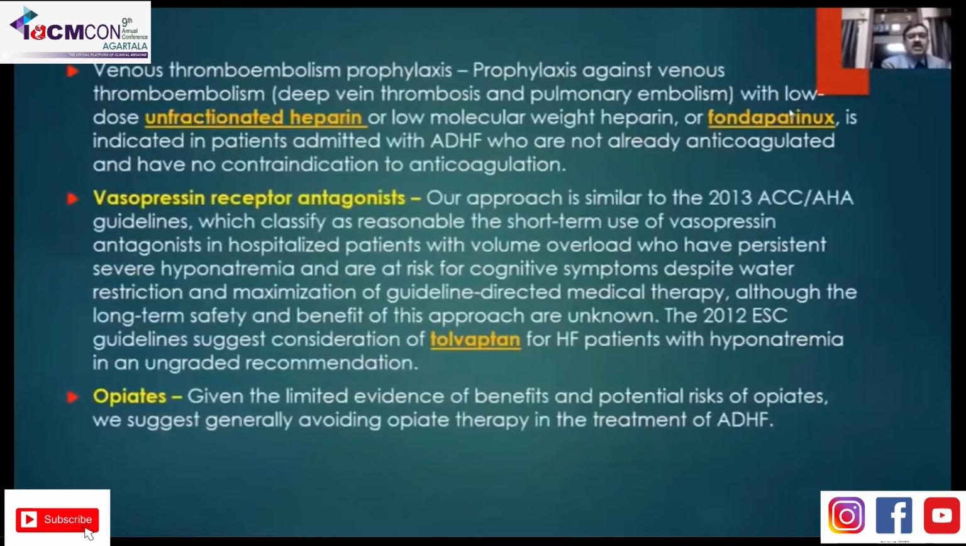Tolvaptan is handy in patients with severe hyponatremia with cerebral dysfunction, but again, one should monitor the hepatic dysfunction consequences of tolvaptan. Opiates have been our good old teaching, that opiates are handy in ADHF, but right now we generally avoid opiate therapy in the treatment of ADHF.